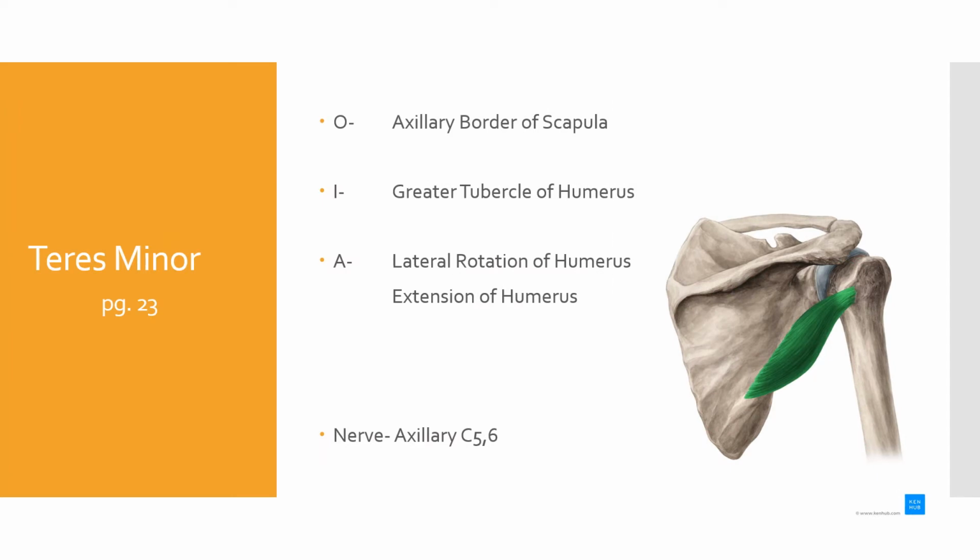Teres minor origin, axillary border of scapula. Insertion, greater tubercle of humerus. Two actions include lateral rotation of humerus and extension of humerus.